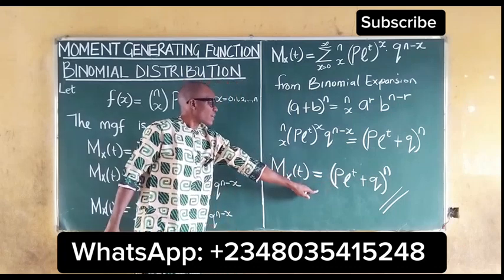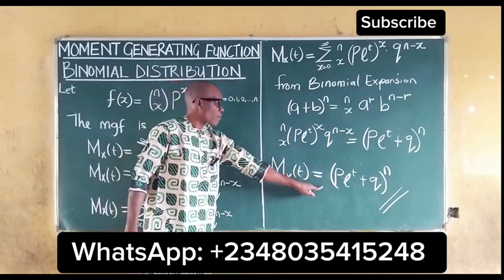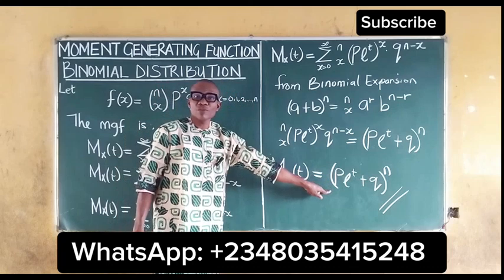So this becomes the moment generating function for the binomial distribution.